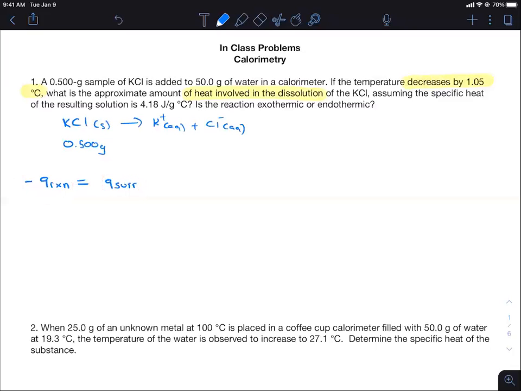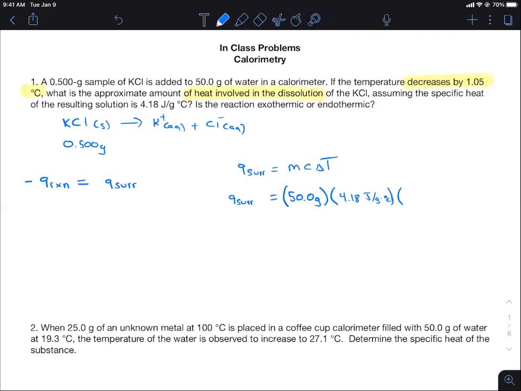And we can do that using our Q of the surroundings equals mc delta T. And now we can start to plug in our values. So we know M, the mass of the surroundings, so that's the water, so 50.0 grams of water. We know that the heat capacity of the water is 4.18 joules per gram degrees Celsius.